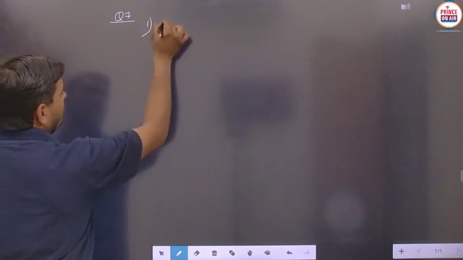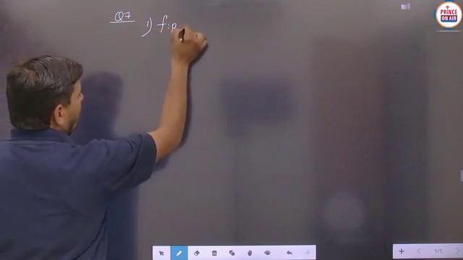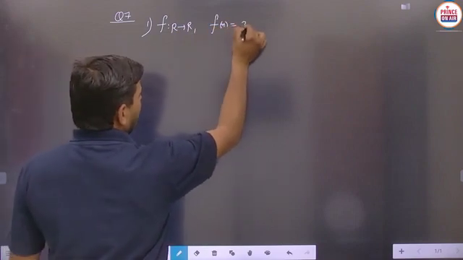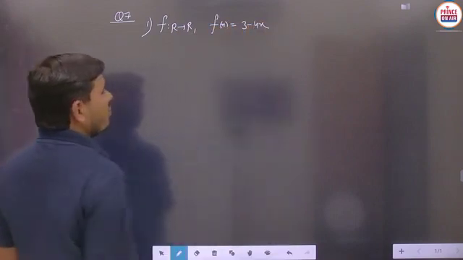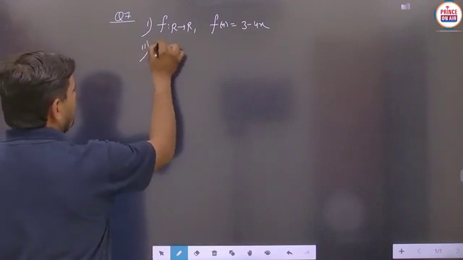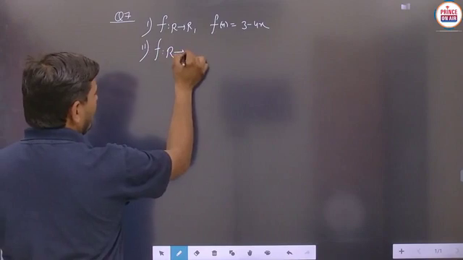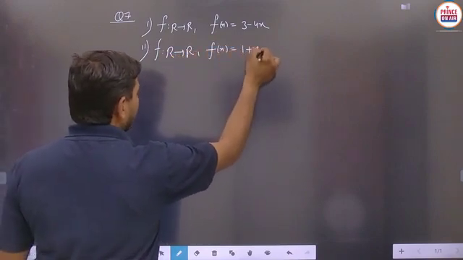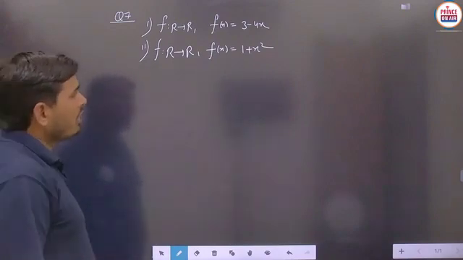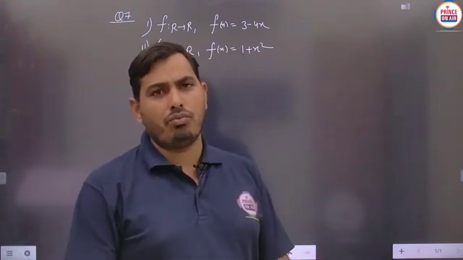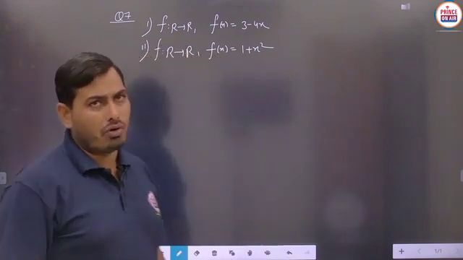The first part is given like this, f from R to R, and f(x) is given as 3 minus 4x. Is it to be clear? And in the second part, also f from R to R, and here f(x) is given as 1 plus x square. Is it to be clear? Now in each and every case, we have to check whether the given functions are one-one or not, onto or not. Is it to be clear?